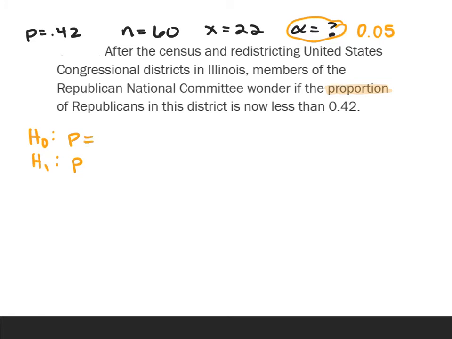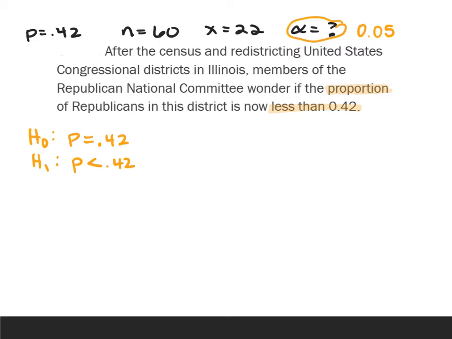I'm also going to always, always, always have equal in my null hypothesis. So p equals what we knew it to be before, 0.42. I am wanting to know, very specifically, if it is now less than that. So there's my alternative hypothesis. That's what I'm looking for. I'm looking for evidence to show that I have something less than 42%.